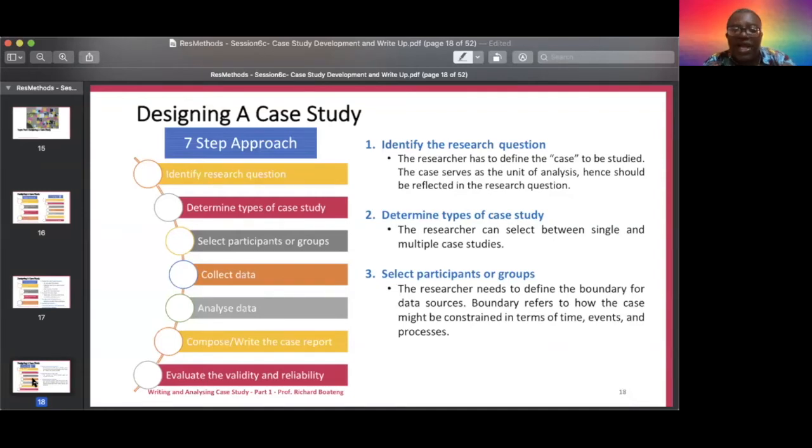Okay, so you identify the research question that you want to do your research on. Now, the reason why the research question is important is that the researcher has to define the case to be studied. So the research question will tell us the phenomenon we want to study, and then where we want to study, the population we want to focus on. So those choices have to be made.